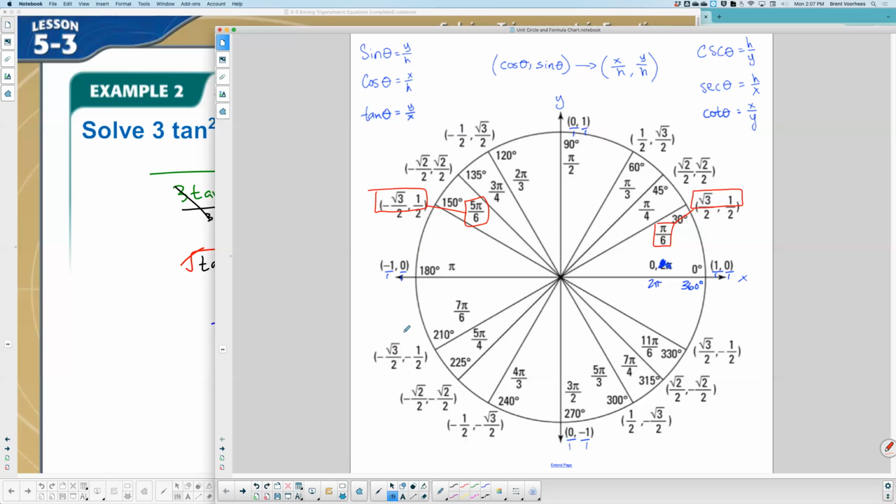It would be 11 pi over 6 would work. That's fourth quadrant. We got 1 more in the third quadrant. Where is it? 7 pi over 6. 7 pi over 6 also works. Again, positives and negatives don't matter on this one. So it looks like 4 answers.